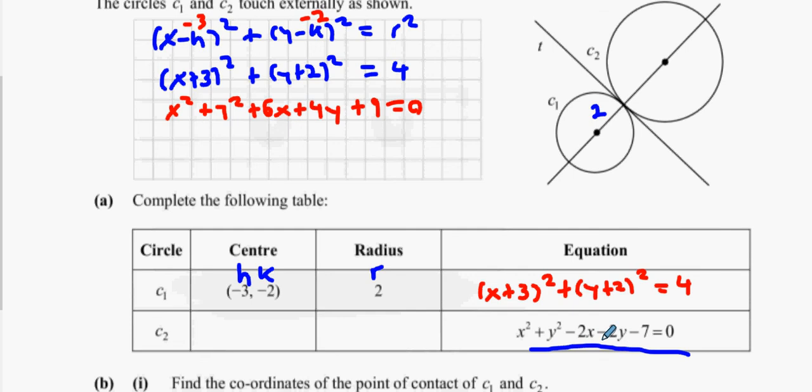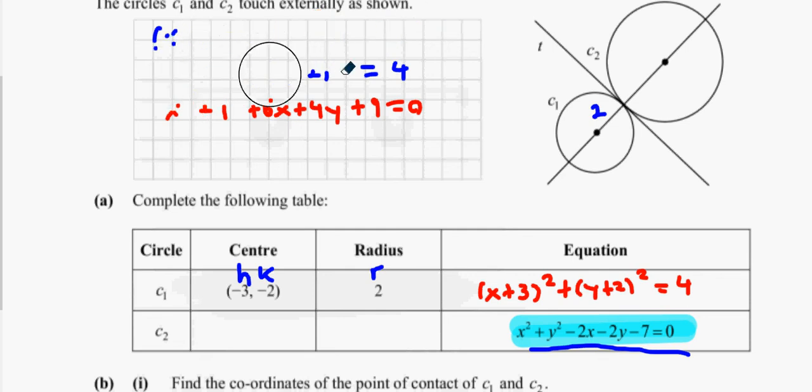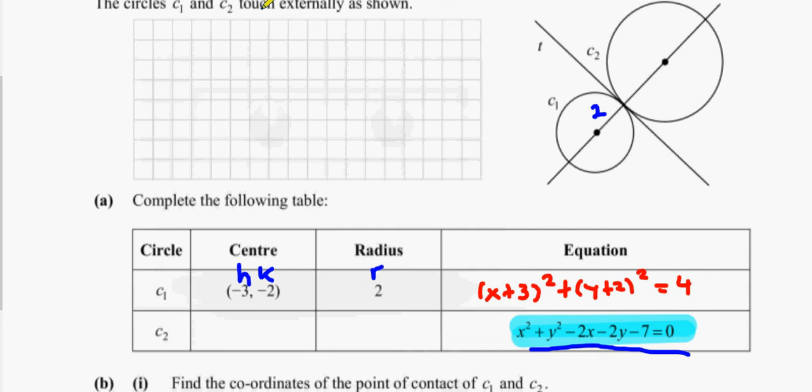Now, on this formula here, on this one here, guys, what I'm going to do is use x squared plus y squared plus 2gx plus 2fy plus c. Do the business for me.